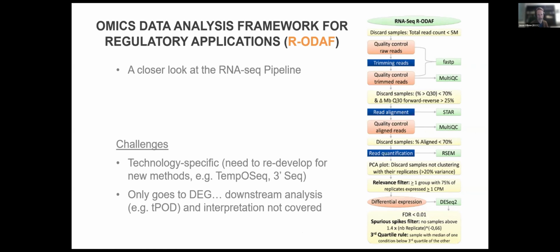One of the challenges is that the RODAF, as described right now, is very technology specific. It's described currently only for Illumina-based RNA sequencing and microarrays. And so you kind of have to redevelop it a little bit and modify it for any new technologies that come along. For example, TempO-Seq or 3' sequencing, which is what we use in our lab. Another challenge is that this approach only goes up to deriving your list of differentially expressed genes. It doesn't describe any downstream analysis like doing dose response analysis or how to interpret those results.